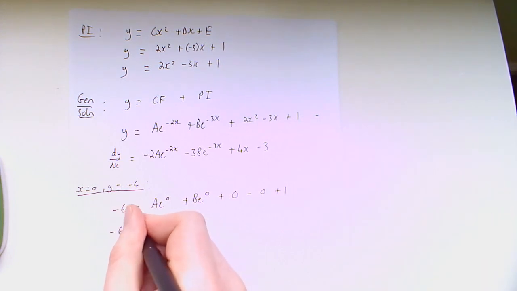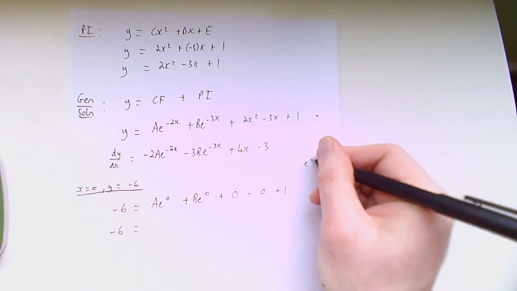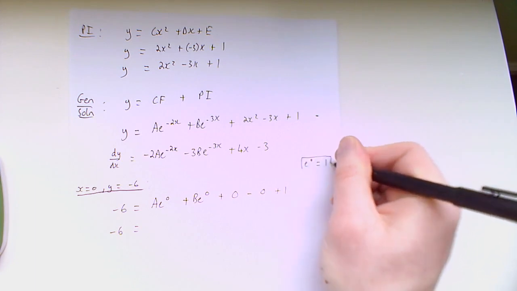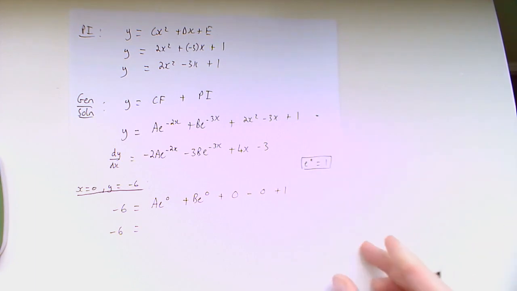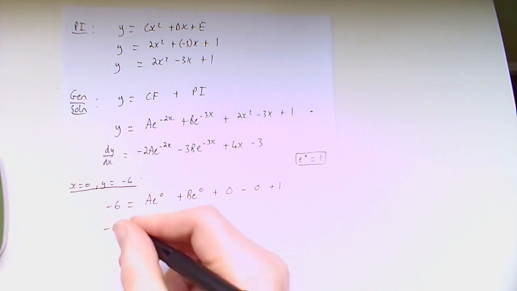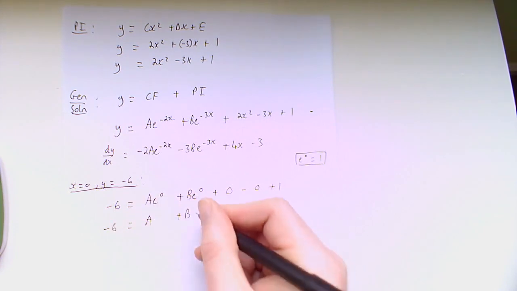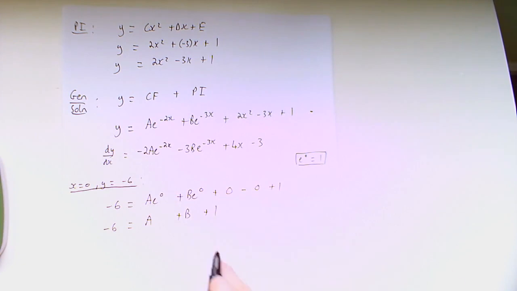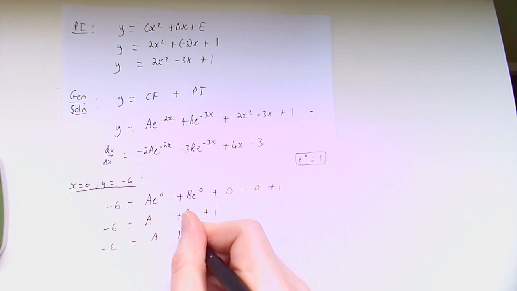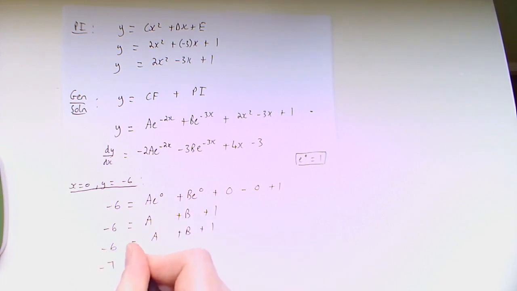Now, remember that e to the power of 0 is 1. Anything to the power of 0 is just 1. So that means that just becomes a, that just becomes b, that's 0, that's 0, plus 1. So that means that -7 equals a plus b plus 1. And then I'm just going to move that 1 over, so -7 equals a plus b.